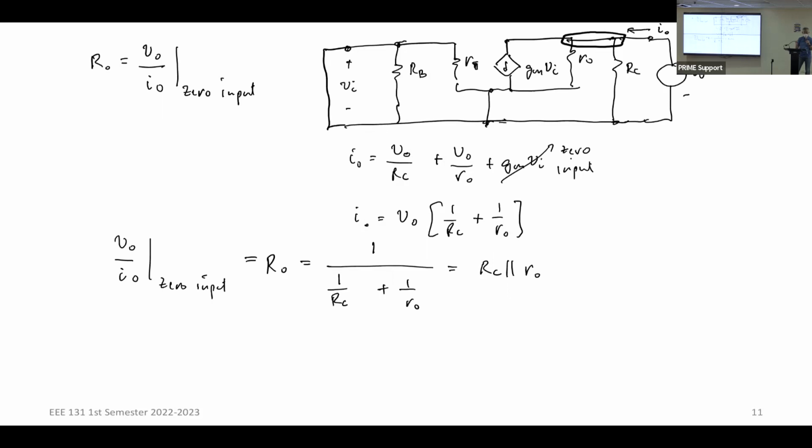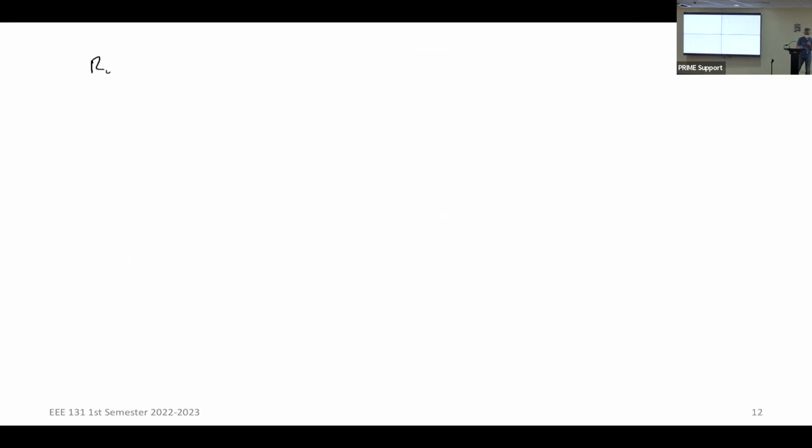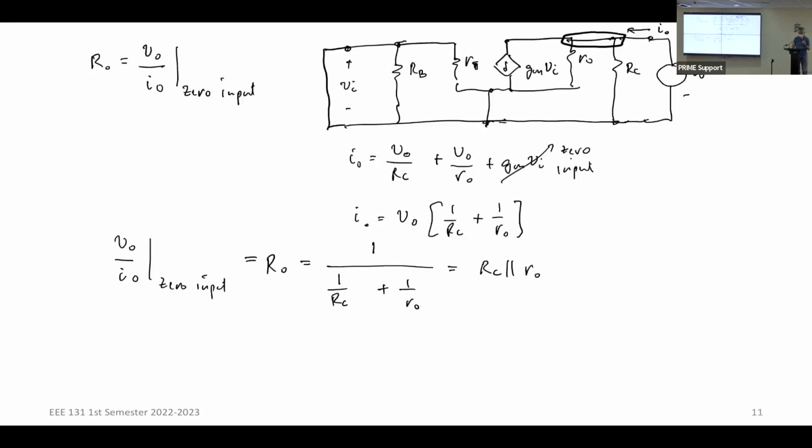Okay. Ano yung natitira? R sub I. No? What is R sub I? R sub I is equal to V sub I over I sub I at no load. No load is a special condition. Okay. So, nakakatamad mag-drawing, ano? No load, no? So, assuming this is the Norton model, what is our no load? Our no load is the output is shorted, right? And then where do we apply our test voltage? We apply it at the input.